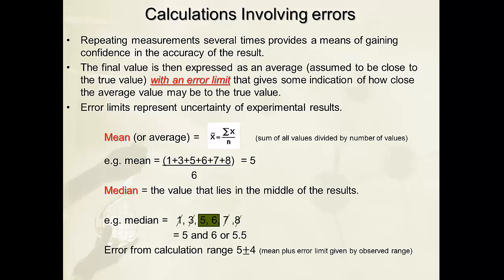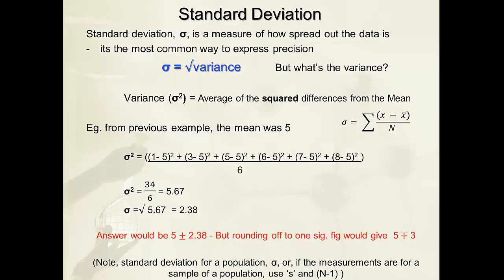Alright, so if we have a look at the amount of error that we've got in our range, it's 5 plus or minus 4. So 5 plus 4 is 9, 5 take away 4 is 1. Our maximum amount of error that we're seeing is 4. So our error in that range is going to be 4. So 5 plus or minus 4 in that particular data set.